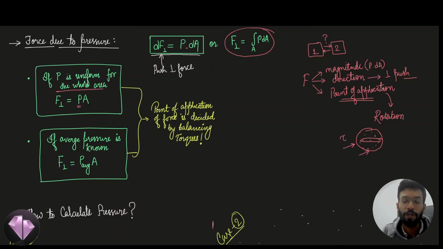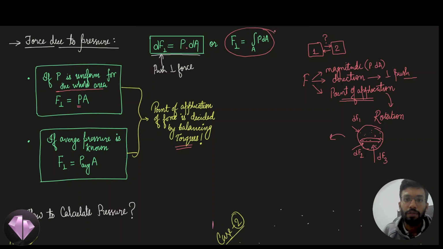So point of application of force निकालने के लिए one thing you have to remember is point of application of force is decided by balancing the torques. So this is actually a very general idea that if you have, let's say this is my system which I'm considering, and there are lots of small forces. So let's say this is my df1 acting at this point, this is my df2 acting at some random point, this is my df3 acting at some random point.